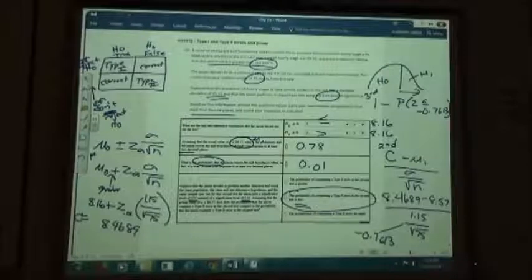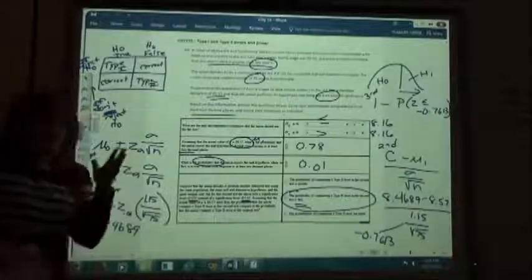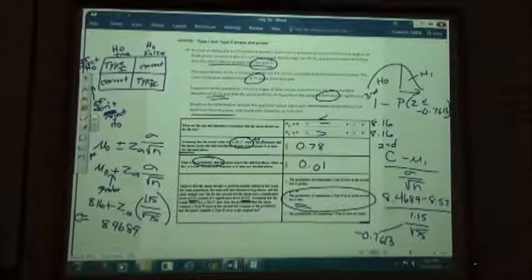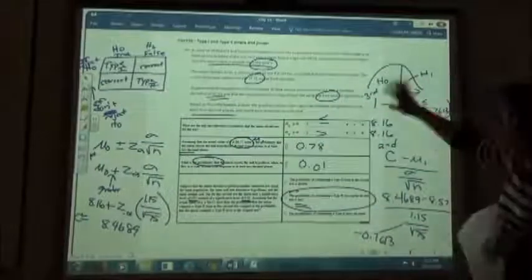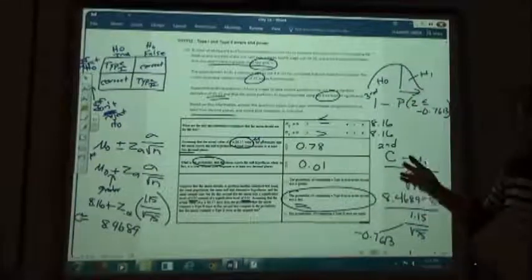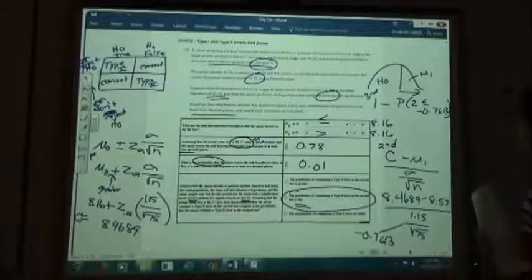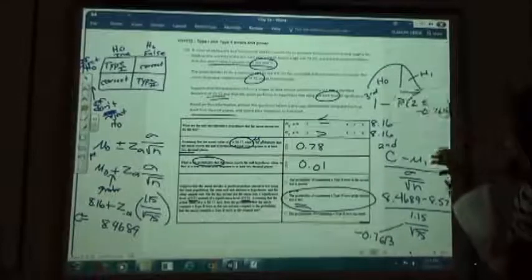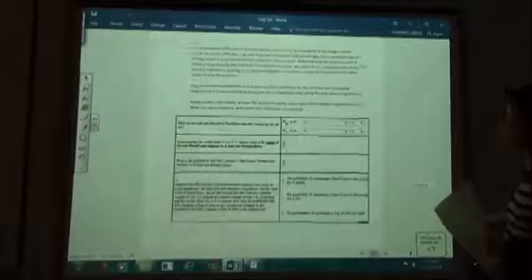If I only have a 0.01 chance of making the error, then it's less likely I'm going to make an error. If I have a 0.05, I get a bigger room for error, and so it's more likely I'm going to make my error. This question takes all that stuff that we did in Chapter 7 and Chapter 8 and puts it in one great big long problem. We'll go ahead and do another one. Then maybe you can get your steps there.